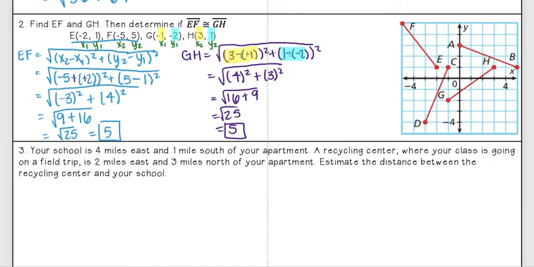Okay, and then the last part of the question asked me if EF is congruent to GH. So these are both equal to 5, and we learned that when they're equal, then they're congruent. So the answer here is yes.